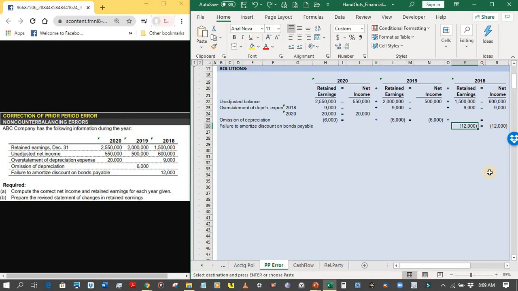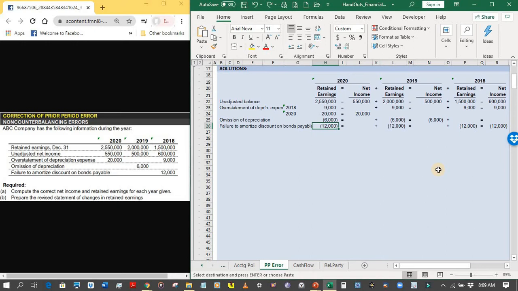That is why we need to deduct the 12,000 pesos from the 1.5 million retained earnings at the end of 2018. And again, since this is a non-counterbalancing error, it will have no effect on the net income in 2019, but it has an effect on the retained earnings in 2019. So that is a deduction again of 12,000 pesos to correct the retained earnings ending in 2019. And in 2020, it still has no effect on the net income, but there is an effect on the retained earnings. That is why we need to deduct again 12,000 pesos.